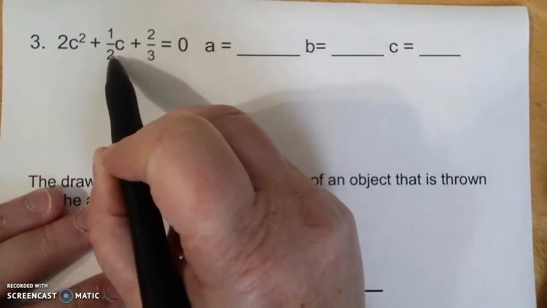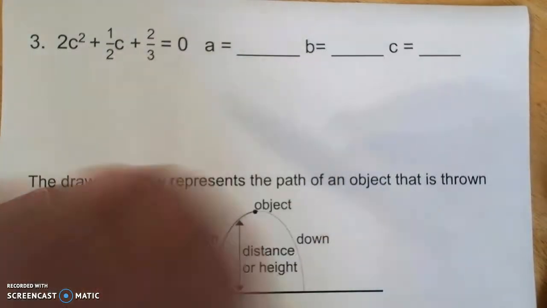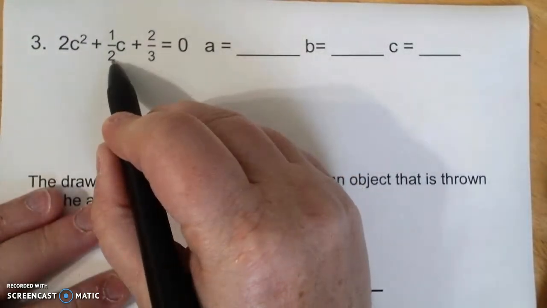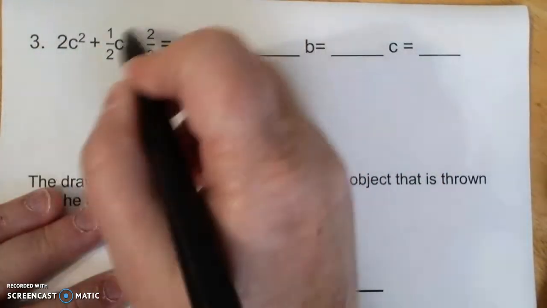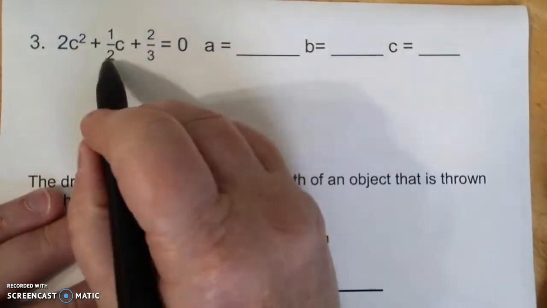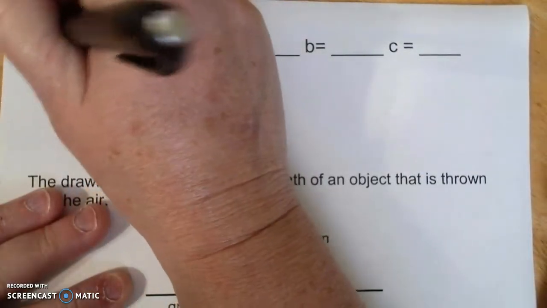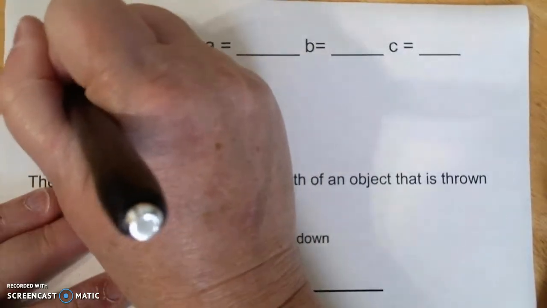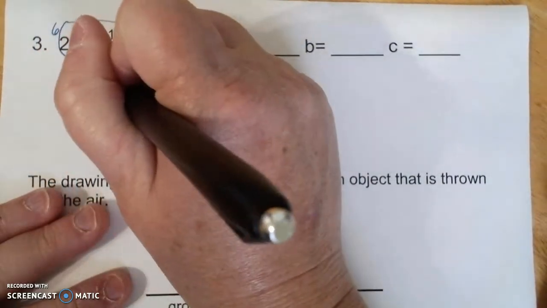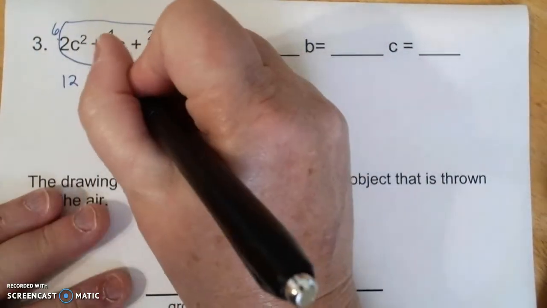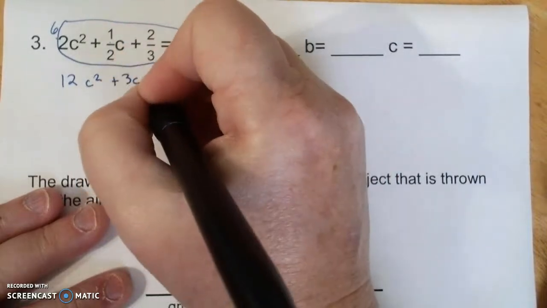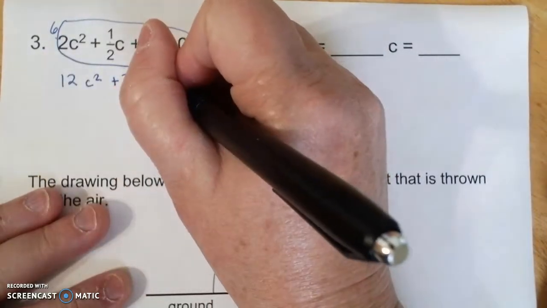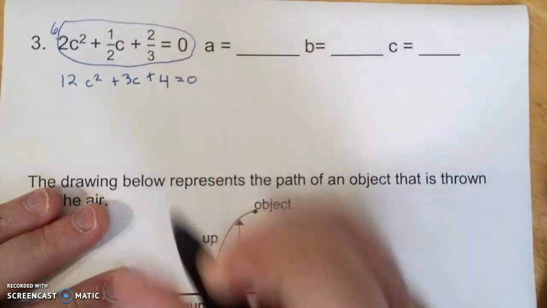But when I multiply by 3, I'm not going to get rid of the 2, so I'm going to do it quicker. I'm going to multiply this by this, which is 6, and multiply everybody by 6. That will get rid of both fractions at the same time. So that becomes 12c squared plus 6 times a half is 3c plus 6 times 2 is 12 divided by 3, which is 4 equals 0.